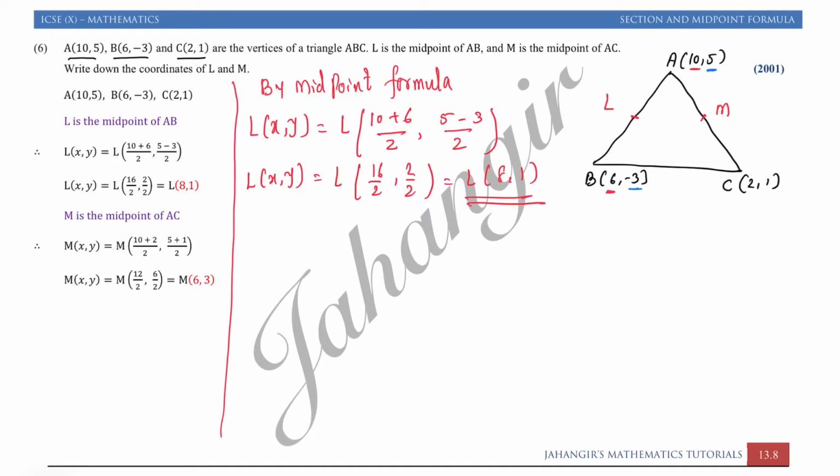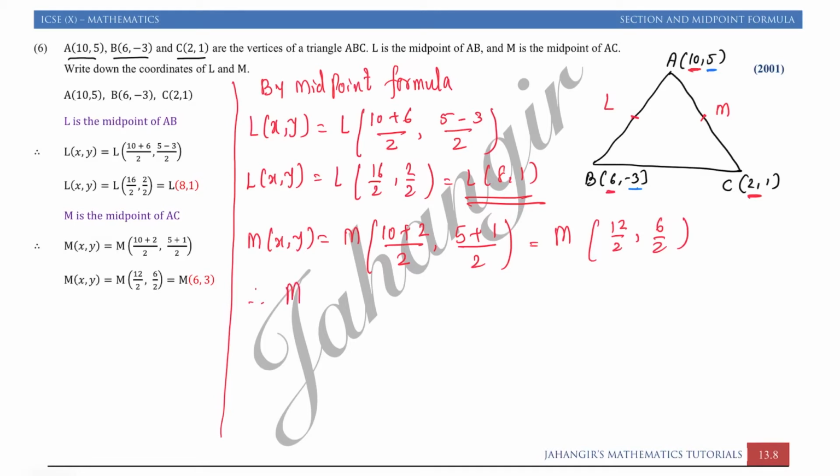We got the first answer. Now for the second, again same, I will take M (x, y). We are taking the midpoint of AC, so we will take the average of the x coordinates of A and C. So M is (10 plus 2) upon 2, (5 plus 1) upon 2. So that can be written as M (12 by 2, 6 by 2). So therefore M (x, y) is equal to M (6, 3).